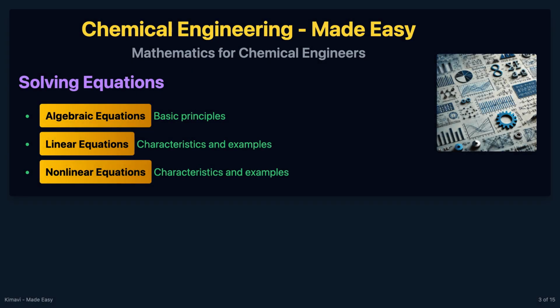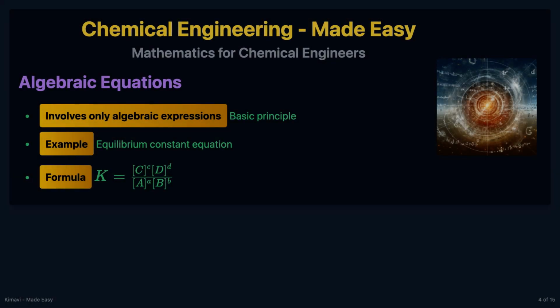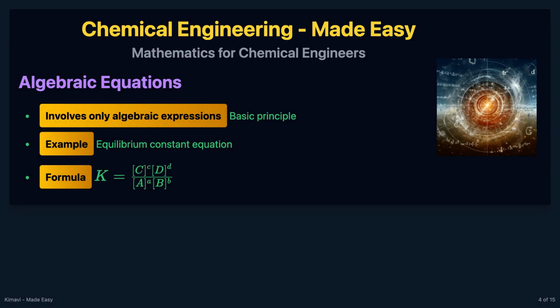Chemical engineers often need to solve various types of equations to model chemical processes. These equations can be algebraic, linear, or nonlinear. An algebraic equation involves only algebraic expressions. For example, the equation for the equilibrium constant K in a chemical reaction is given by K equals the concentration of C raised to the power of c times the concentration of D raised to the power of d, divided by the concentration of A raised to the power of a times the concentration of B raised to the power of b.